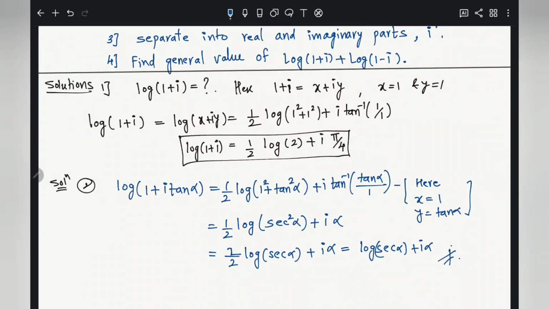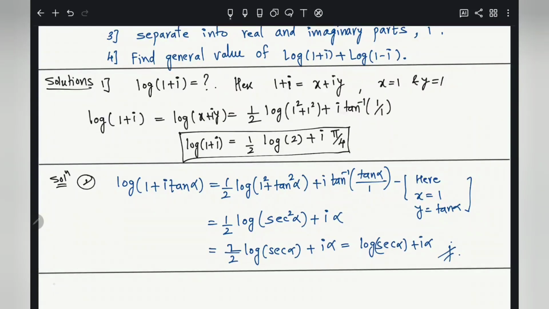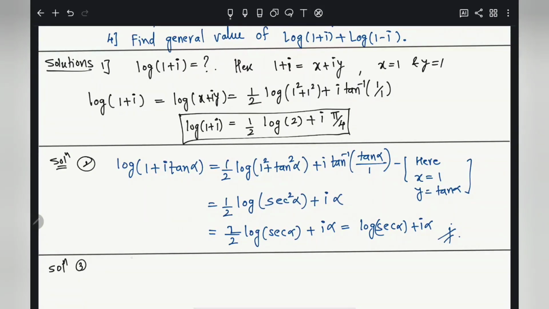The second question is also done very easily. We will quickly proceed to the solution to the third. The third question is: separate into real and imaginary parts i raised to i. So, the solution to the third problem. See how we will have to do it. Let z equal i raised to i, and we have to find this as x plus iy, that is, separate into real and imaginary parts.